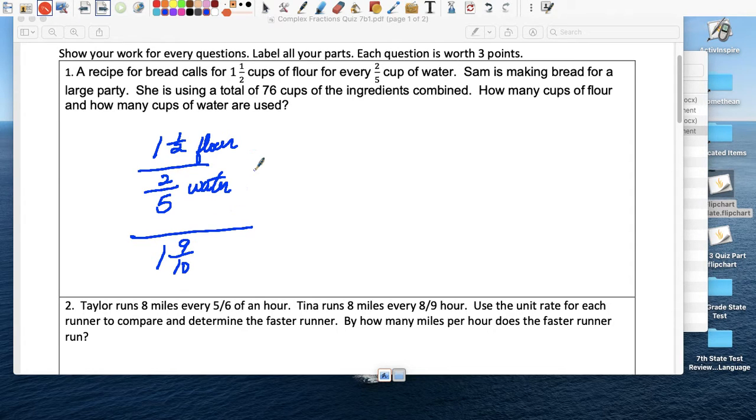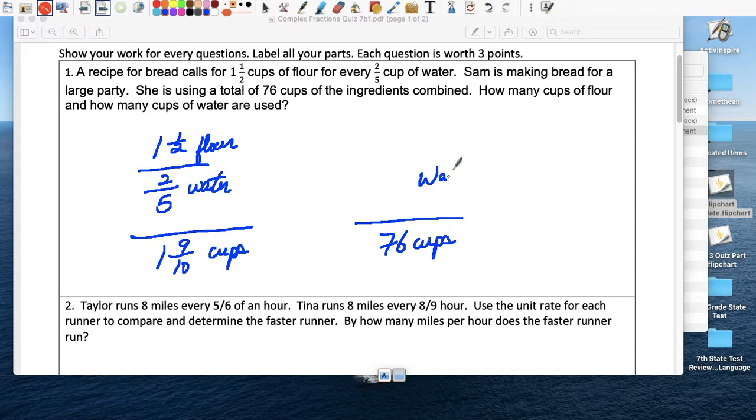So everything's in cups, right? All right. So it's 1.5 cups of flour, 2/5 cups of water. So that gives me a total of 1 9/10 cups, right? So that's the ratio for bread. Now she's making a lot of bread because there's a lot of people coming later on, and the total amount that she used was 76 cups.